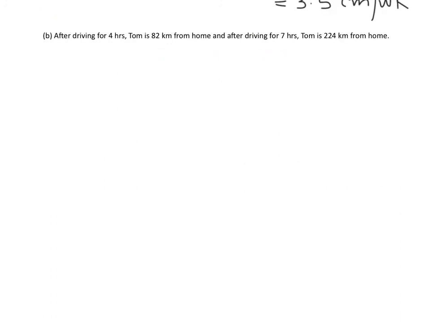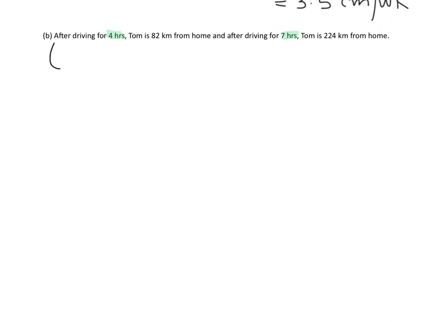In question B, after driving for 4 hours, Tom is 82 kilometers from home, and after driving for 7 hours, Tom is 224 kilometers from home. So again, I want to look at my numbers and figure out what would be plotted on the x-axis and what would be plotted on the y-axis. So again, we've got 4 hours and 7 hours. Those are measurements of time. Time is always plotted on the x-axis.